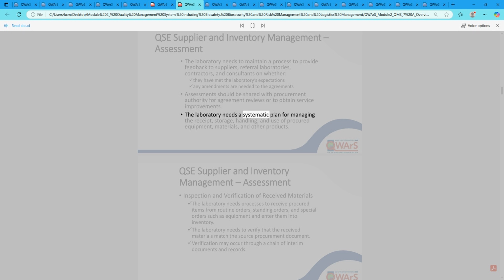The laboratory needs a systematic plan for managing the receipt, storage, handling, and use of procured equipment, materials, and other products. Inspection and verification of received materials: the laboratory needs processes to receive procured items from routine orders, standing orders, and special orders such as equipment, and enter them into inventory. The laboratory needs to verify that the received materials match the source procurement document. Verification may occur through a chain of interim documents and records. QC supplier and inventory management, assessment.